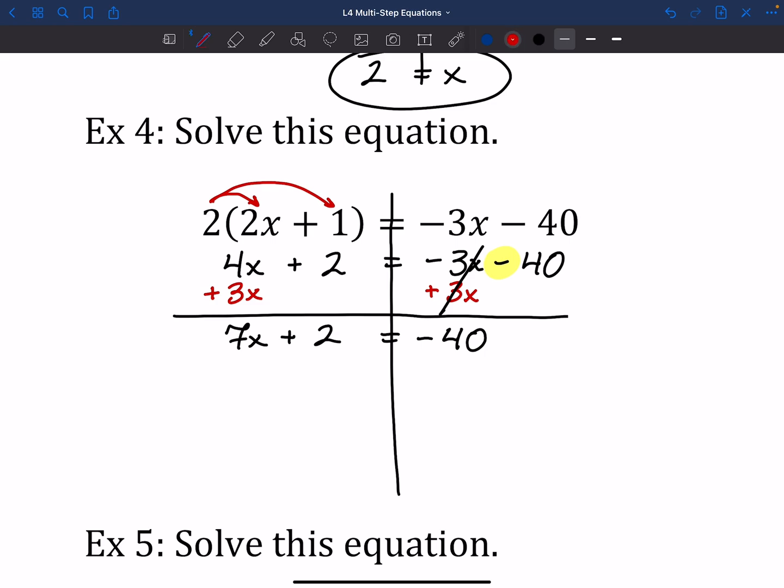After that, all my variables are on the left. I need to move all my constants over to the right, so I'm going to subtract 2 from both sides in order to do that. I'm left with 7x. The 2's are gone. And then I get negative 42 over there. After that, 7 is 7 times x, so we're going to divide by 7 on both sides.